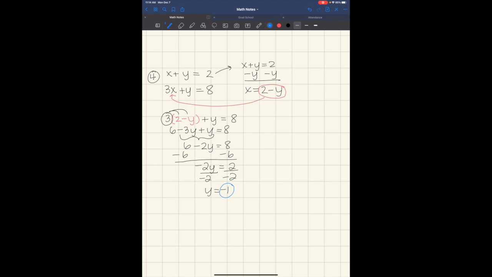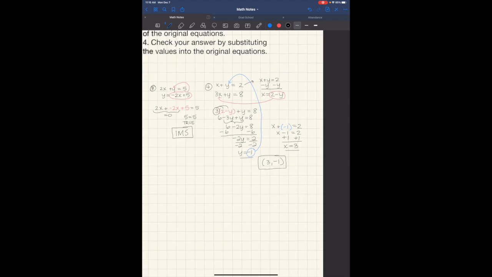Then I'm going to take that negative 1 and plug it in for y in either of the original equations. When I do that, I get x plus negative 1 equals 2, and then I solve and get x equals 3. So I write my answer as the coordinate 3, negative 1.